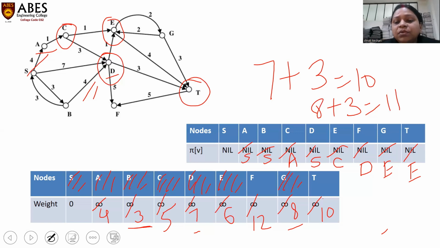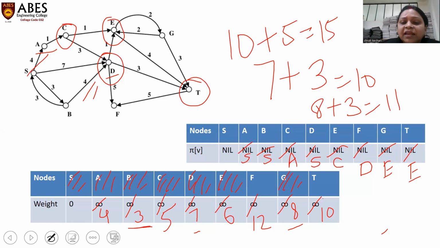And when we are going from T to F, T is containing the weight 10 and the edge is containing the cost of 5. Total cost will be 15. But F is already containing the value 12 and 12 is less than 15. So no need to update this one and just mark this as visited. Now F is the only remaining vertex. No need to check because all other vertices are already visited.